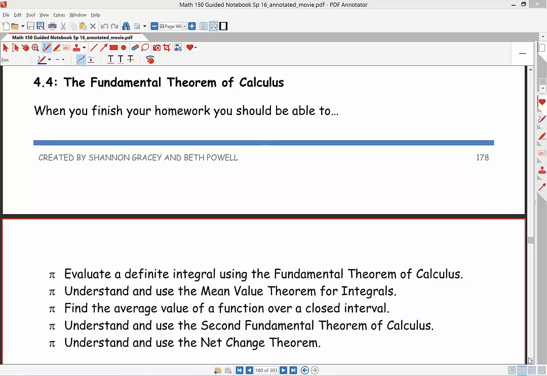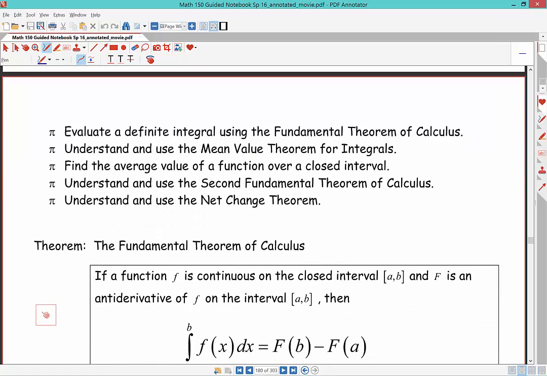Okay, so anyway, we'll be going over how to evaluate a definite integral using the Fundamental Theorem of Calculus, and then we'll go over the Mean Value Theorem for integrals and average value of a function over a closed interval, and then we'll also be checking out the second Fundamental Theorem of Calculus and the Net Change Theorem. All right, so here we go.